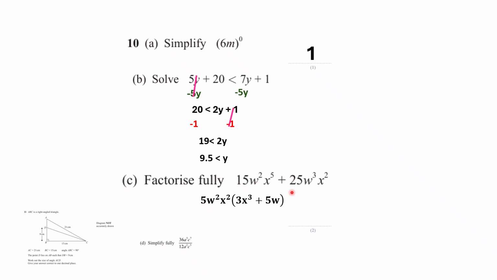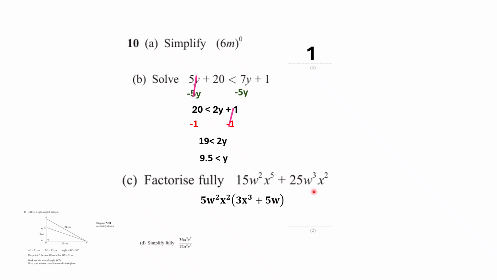W squared and W to the power of 3, they have W squared in common. X to the power of 5 and X squared, I'll take X squared. Now what's left? If you take 15W squared, X squared, you will have X to the power of 3 left here, because 3 and 2 makes 5. Plus, if you take 5 out of 25, you will have 5 left.